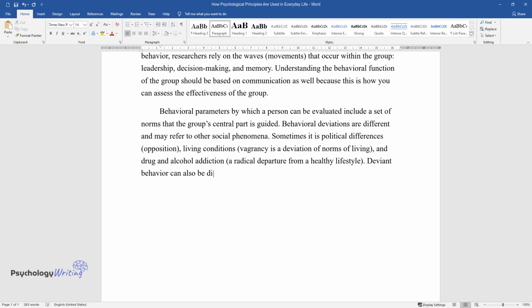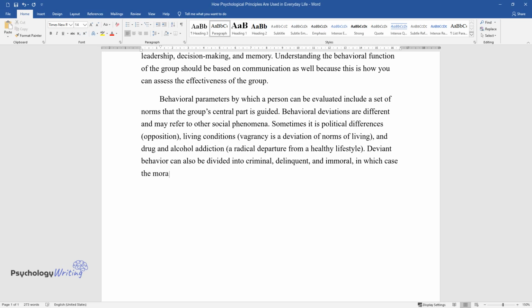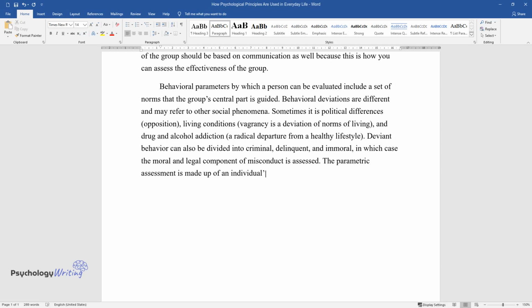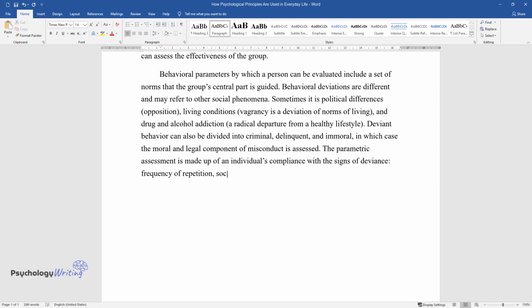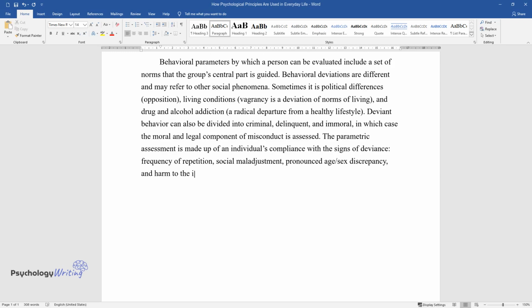Deviant behavior can also be divided into criminal, delinquent, and immoral, in which case the moral and legal component of misconduct is assessed. The parametric assessment is made up of an individual's compliance with the signs of deviance, frequency of repetition, social maladjustment, pronounced age/sex discrepancy, and harm to the individual or others.